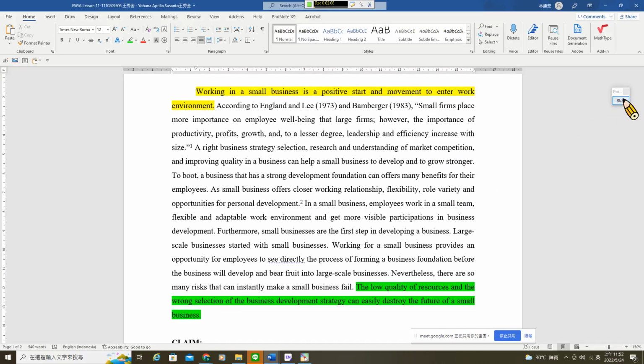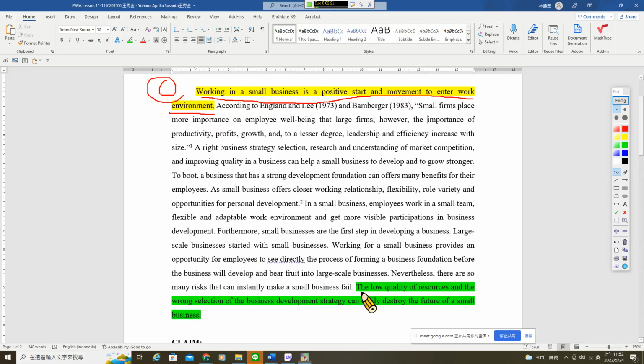And the next issue, when you develop your essay, you have to be careful about one thing. This is your topic sentence. Normally the idea of the topic sentence should be reflected by your concluding sentence. So let's take a serious look at the meaning of these two sentences. The low quality of resources and the wrong selection of the business development strategy can easily destroy the future of a small business. But this does not really carry the same meaning as this one.